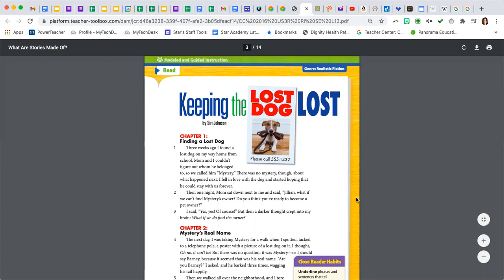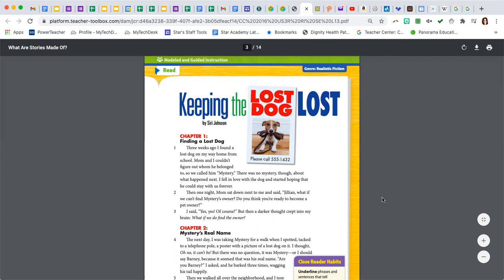So again, I am on page 216, and I'm going to read as you follow along. And as I am reading, I would like you to keep 2 questions in mind right now. The first one is, who is Jillian? And the second question is, what events caused Jillian to tear down the posters? Okay, who is Jillian and what events caused Jillian to tear down the posters?